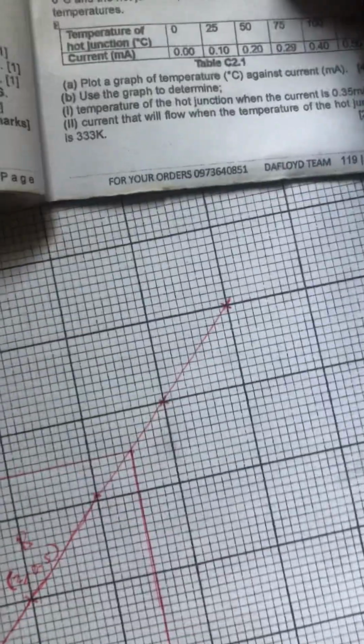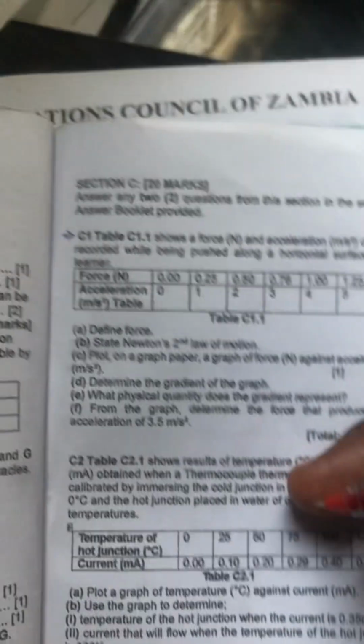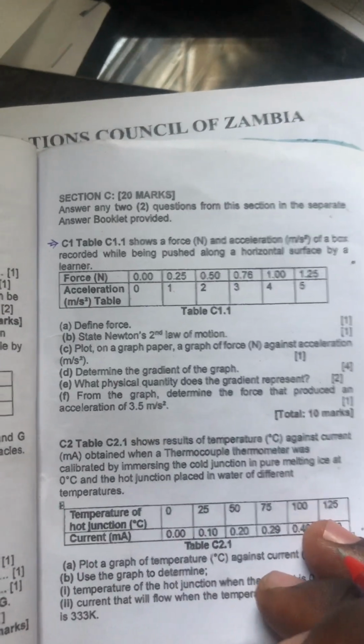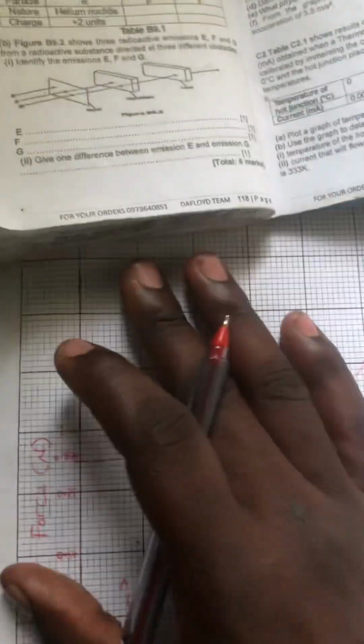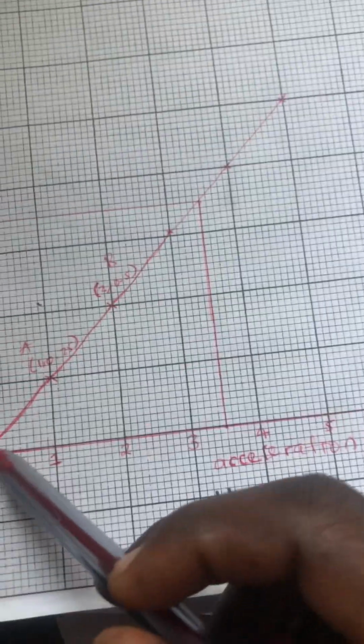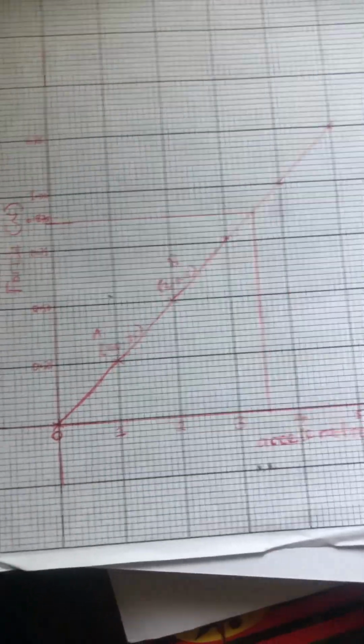Okay, so now we've drawn the graph. Let's go to the other question, which is saying determine the gradient of the graph. Okay, so what is the gradient? Gradient is simply the steepness of the line. So this is the line that we have. They are asking, can you give us the gradient of this line?